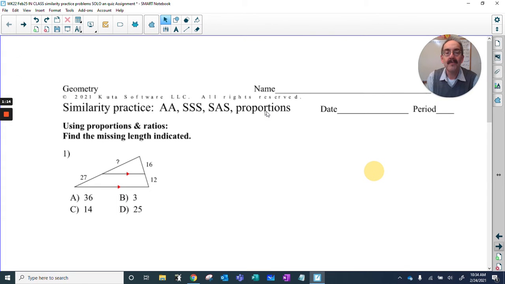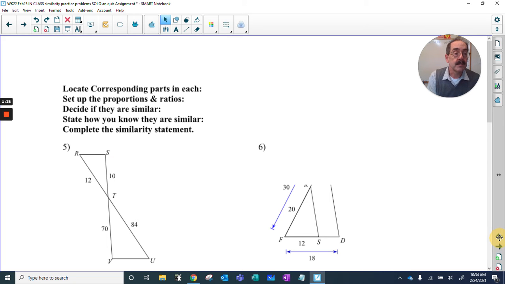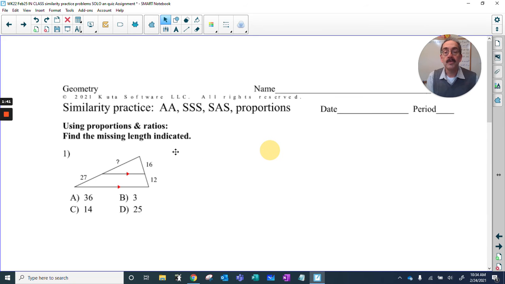Okay, here we go. Similarity practice. Angle, angle, side, side, side, side, angle, side. Using proportions and ratios, find the missing length indicated. Okay, so let's get started. As the teacher, they always taught us to read from left to right, so I'm going to read from left to right.